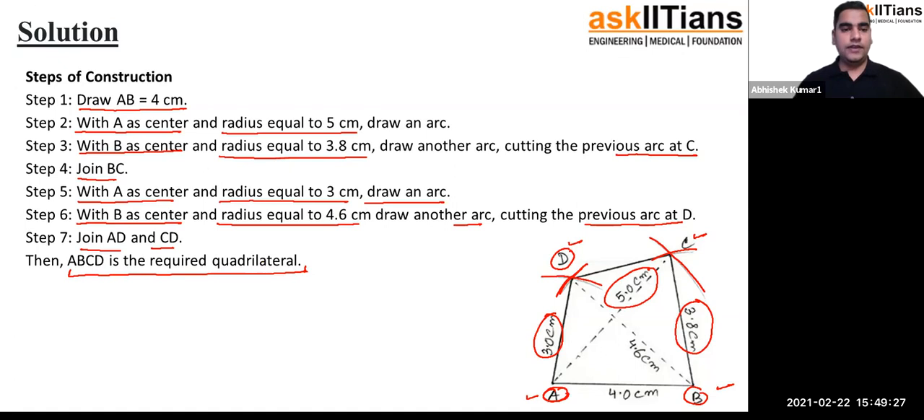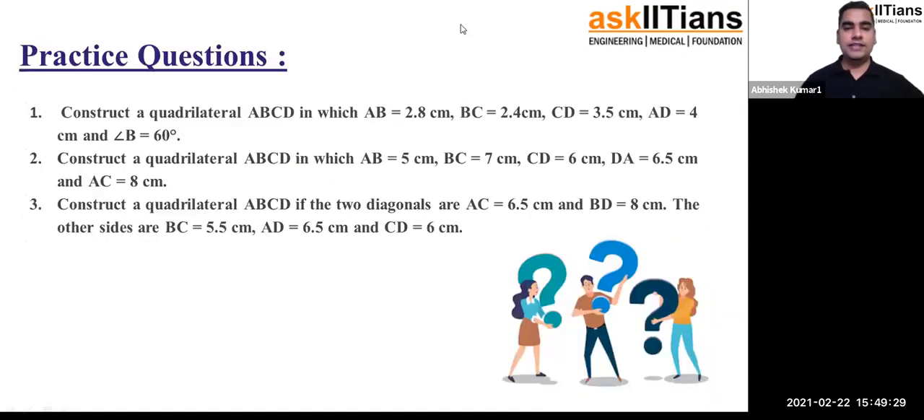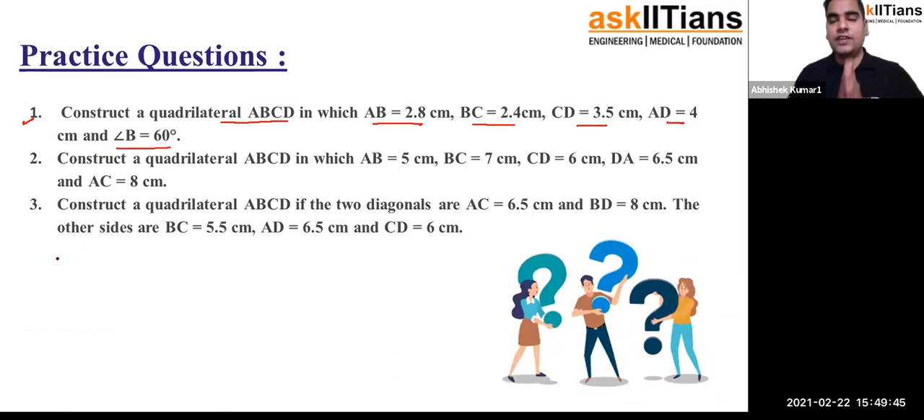Done? All right. So these three questions you have to try as homework or as practice. First question is you need to construct a quadrilateral ABCD. AB is given, BC is given, CD is given, AD is given, and angle B is equal to 60 degrees. That means all four sides of the quadrilateral are given, and one of the angles is also given. So you have to construct this quadrilateral. This is case number one that we discussed in today's session. And you have to write steps of construction also.